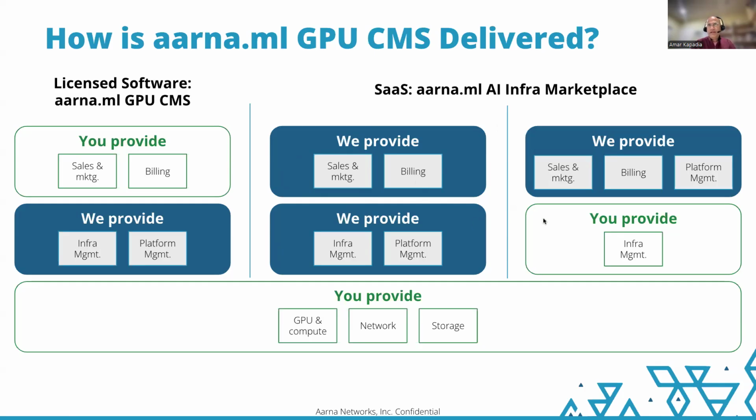There is a slight variation on the SaaS as well, and we call that the AI infra marketplace. So there's a slight variation also. If you already have infra management, if you already have the ability to create virtual machines, bare metal instances on demand, then we can just be the marketplace layer, the SaaS layer on top to do sales and marketing, credit collections, billing, and platform management features. So these are the two and a half ways you can consume our software.